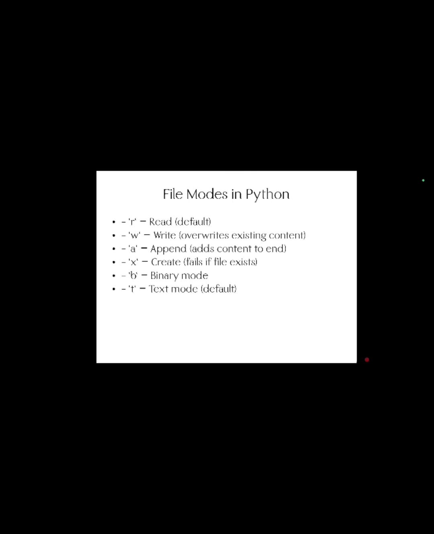And the next one is a. a means append mode. It opens the file for appending data. It creates a new file if it doesn't exist. The next one is x. x means exclusive creation mode. It creates a new file and raises an error if the file already exists. The next one is b. b means binary mode. If we want to write any binary data, then we can use this b. The default mode is text mode, and text mode is indicated with t.